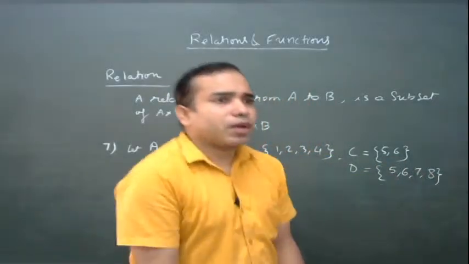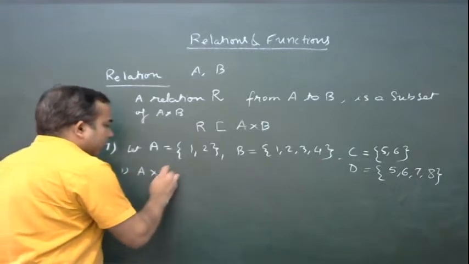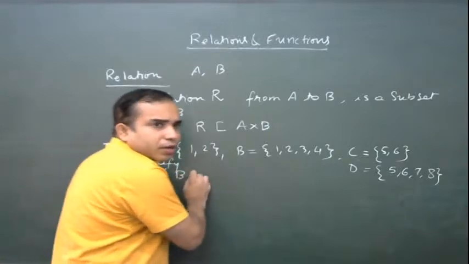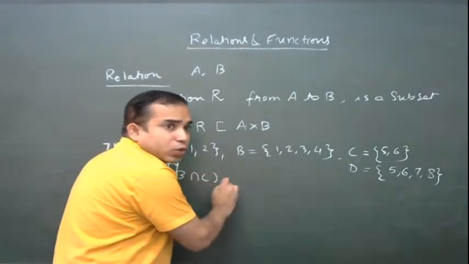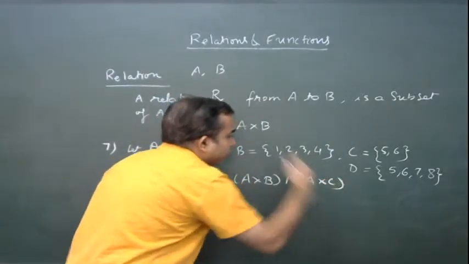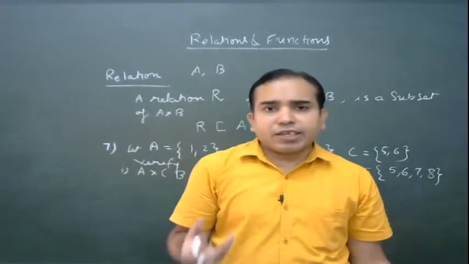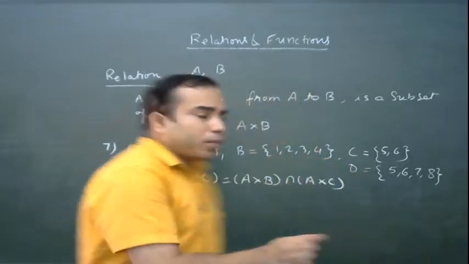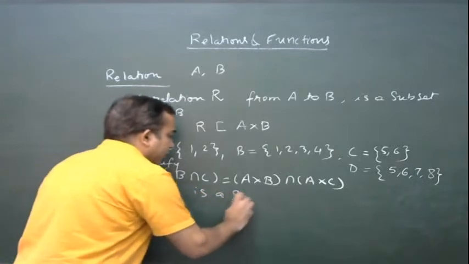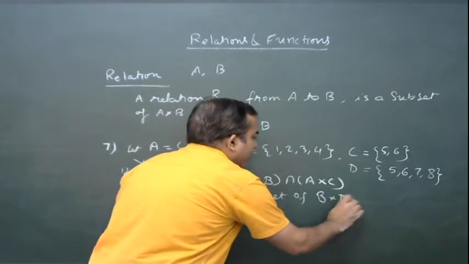Verify that the first part is A cross (B intersection C) equals (A cross B) intersection (A cross C). This I have to verify. Students, verify means that set A and set B particular values are given, and the second part is that A cross C is a subset of B cross D. Let us see how to do it.